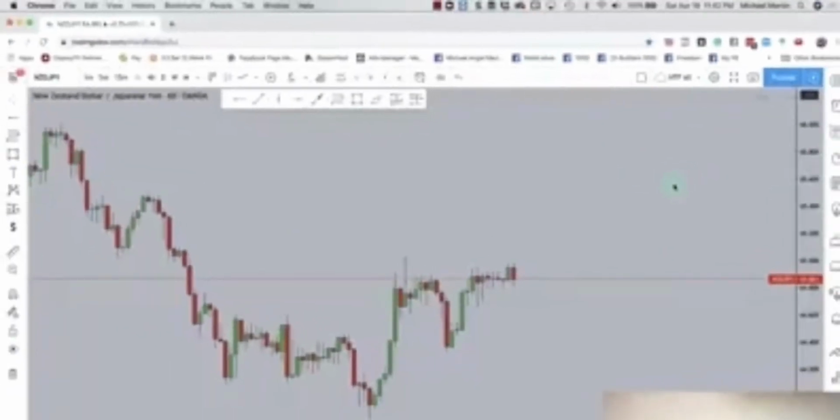Please pay attention, because break of structure lets us know that the pair is actually going to be moving in the direction we think it's going to go. And here's what I mean by that. Let me create some space here and draw some stuff out for you.